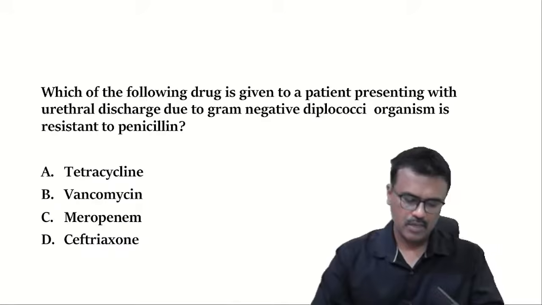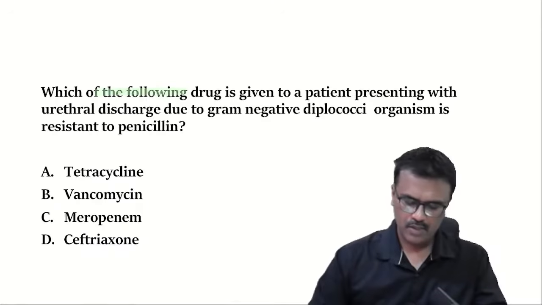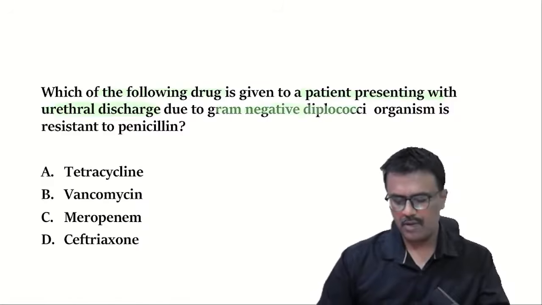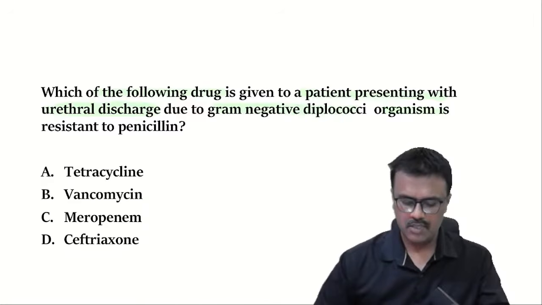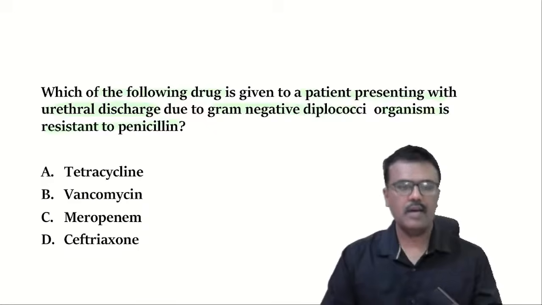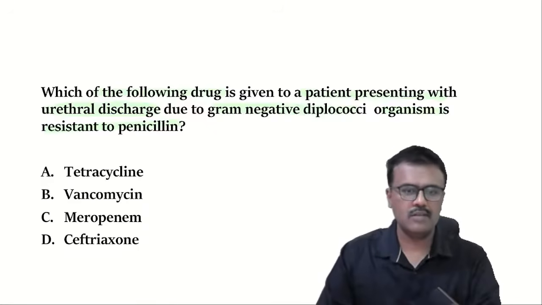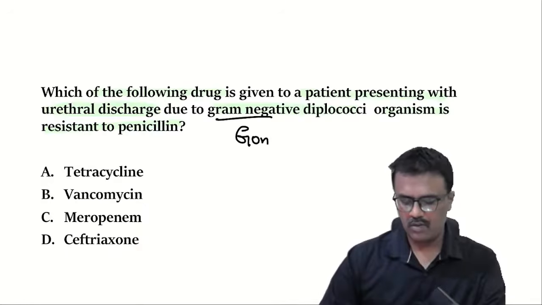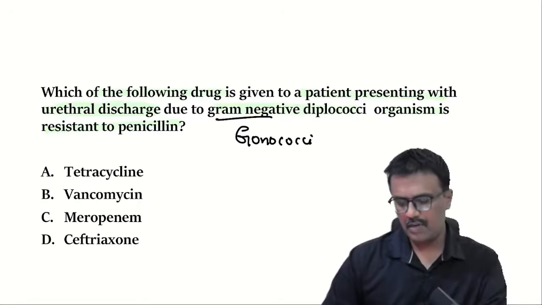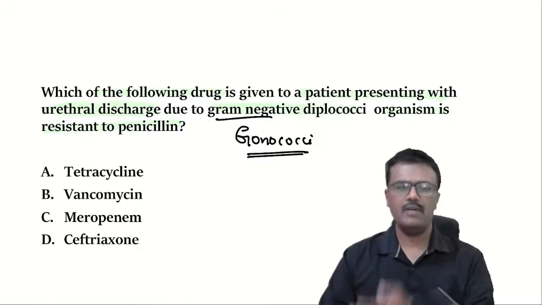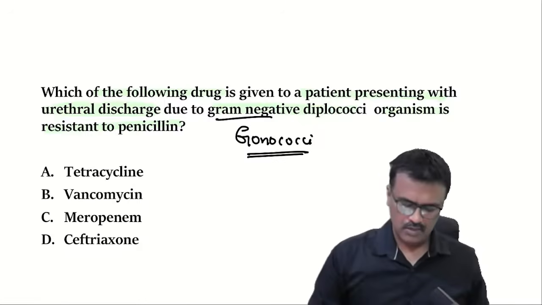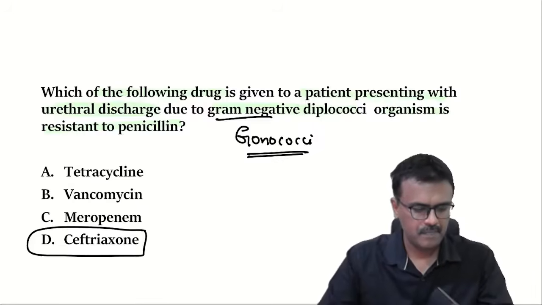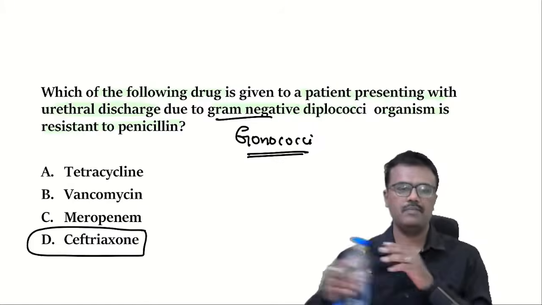Now let us move on to the next MCQ. Which of the following drugs is given to a patient presenting with urethral discharge due to gram-negative diplococci, and the organism is resistant to penicillin? I think it's an INICET question, just now they have asked. Tell me, what is the gram-negative diplococci? It is gonorrhea. And nowadays they have become resistant to penicillin, not nowadays, from previous days only. So the drug of choice will be ceftriaxone.